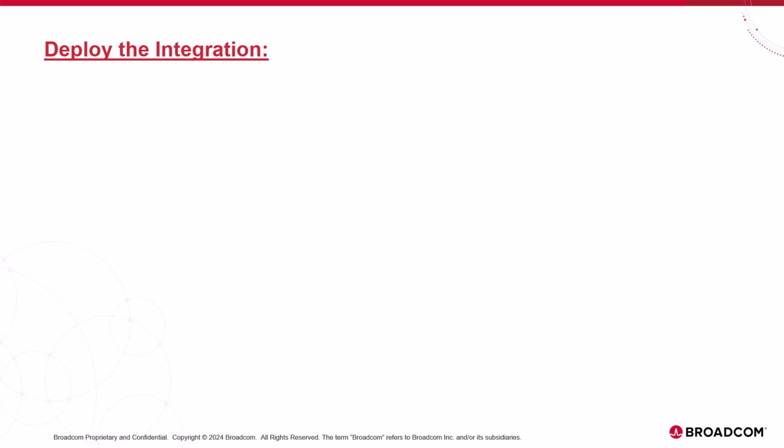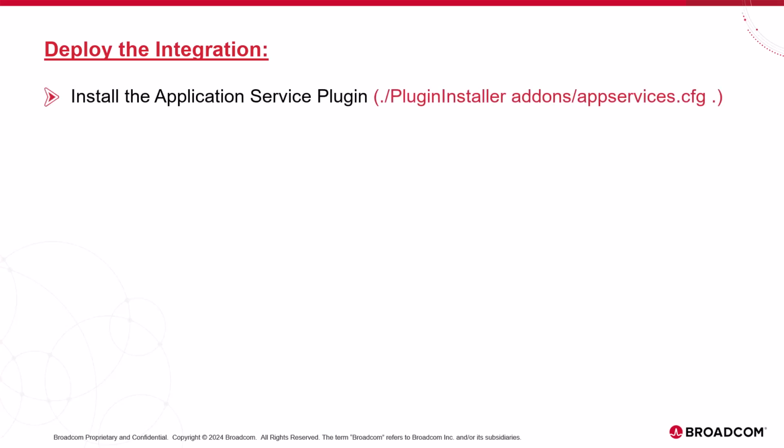First, ensure the Application Services plugin is installed as a prerequisite. The Application Services plugin and POJO extension have the CFG extension. In older agent versions, you might encounter a PAK file instead.